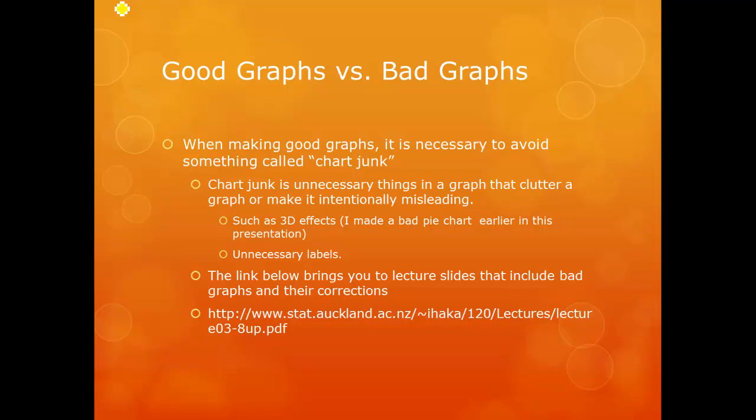The bells and whistles are usually meant to detract and make people look at how pretty the graph is as opposed to what the content of the graph is. Unnecessary labels is another kind of example of chart junk. Let's look at this link below.